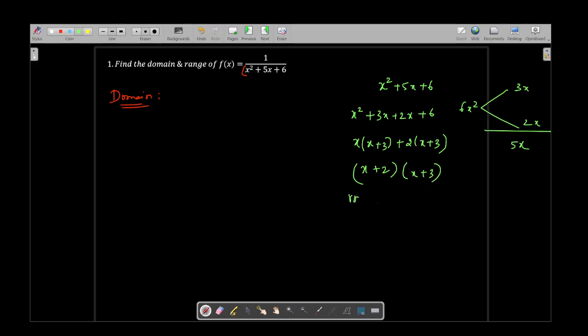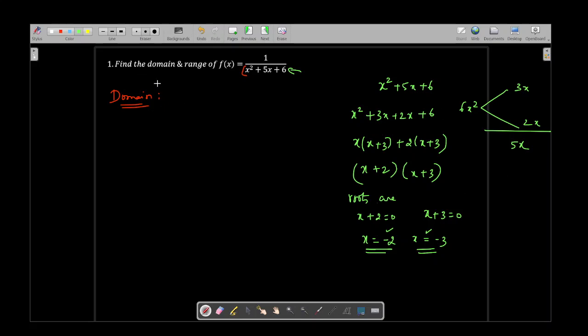So how do we find the roots? Let us equate this to 0. So x equal to minus 2 is one of the roots and x equal to minus 3 is the other root. At minus 2 and minus 3, this quadratic function goes to 0, which makes 1 by 0 an undefined value. So at these values, f of x fails to produce finite values, and we cannot include these two values in the domain.